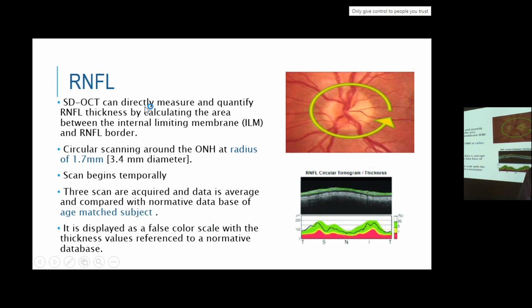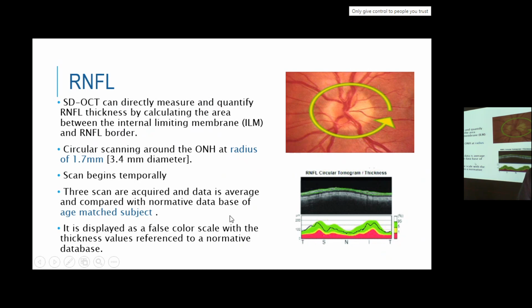So OCT can detect and measure and quantify the nerve fiber layer thickness by circling the area between the inner limiting membrane and the retinal nerve fiber layer border. It uses a circular scan around the optic nerve head with a radius of 1.7. Starts temporal and goes anti-clockwise until it reaches the same area. And this is the image it produces, and it can calculate the thickness of the nerve fiber layer and plot it in this graph and compare it with the normal values.